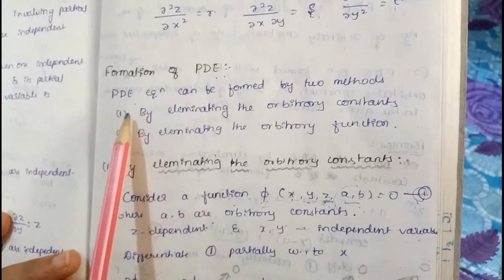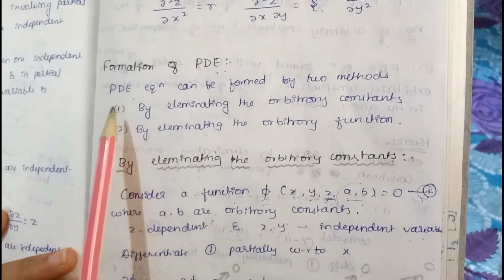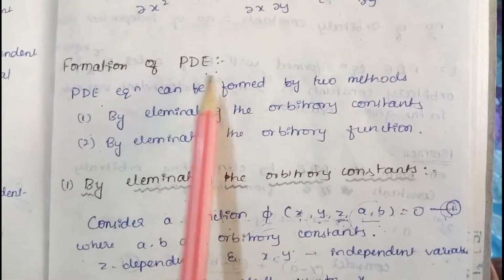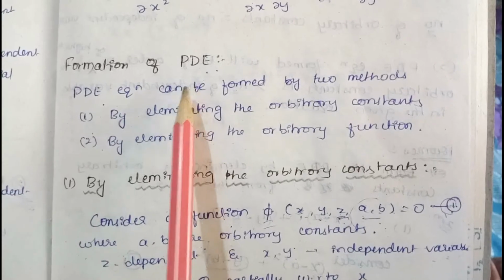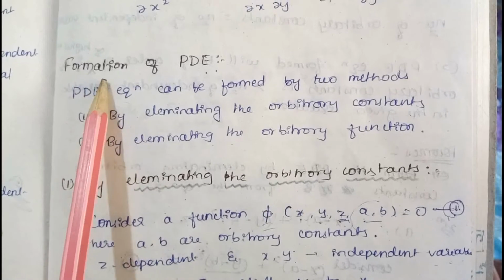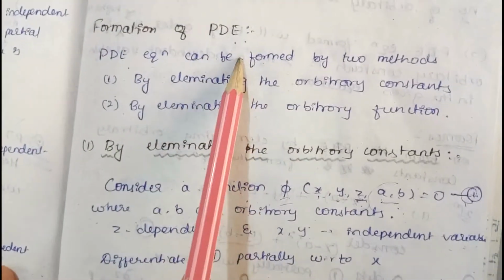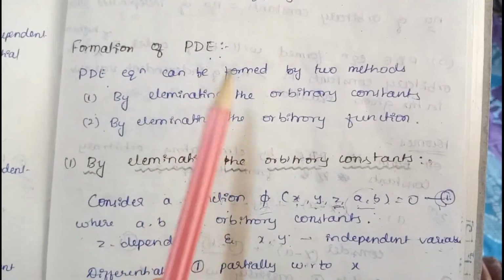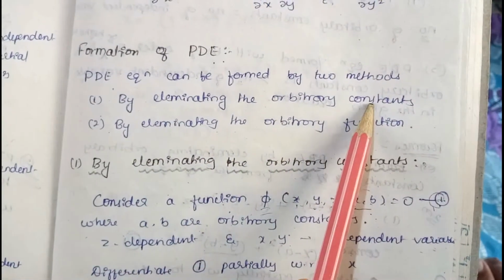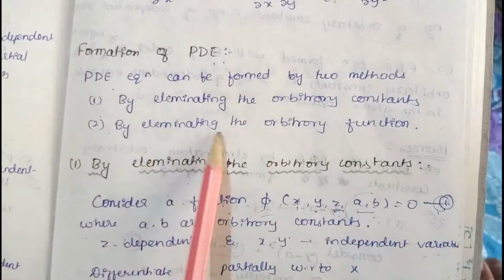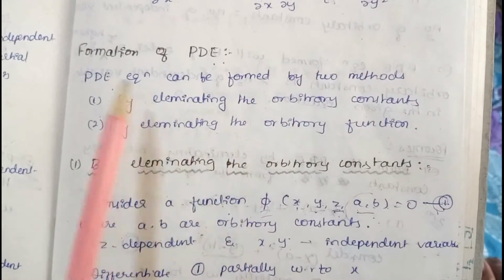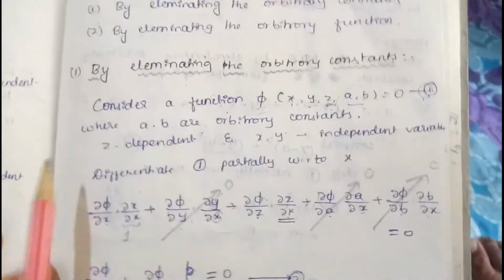The first concept under partial differential equations is formation of partial differential equations. In the previous classes you learned about the formation of differential equations. In this class we have to discuss the formation of partial differential equations. To form this type of equation there are two methods. One is by eliminating the arbitrary constants. The second method is by eliminating the arbitrary function. Using these two methods we have to form the partial differential equation.